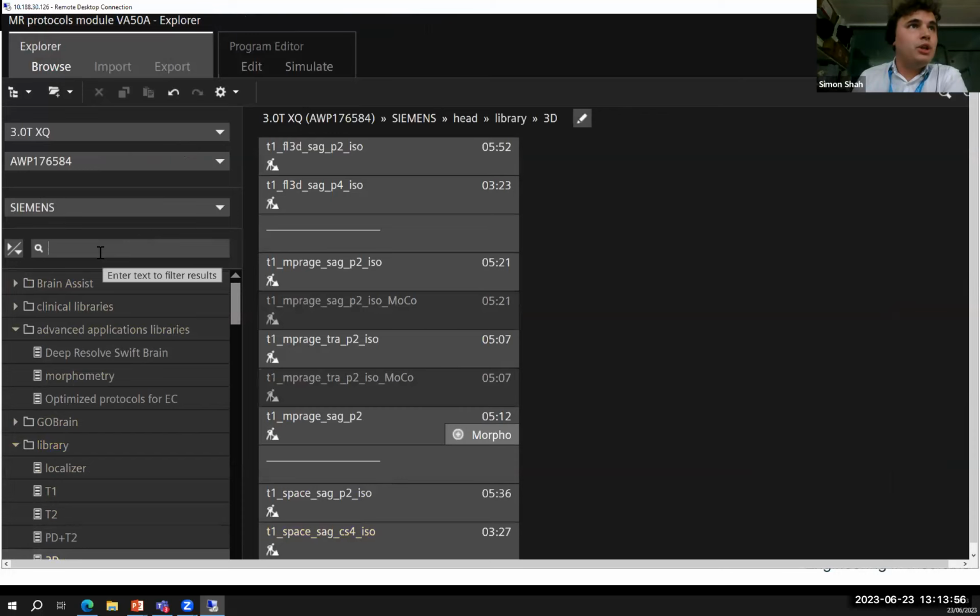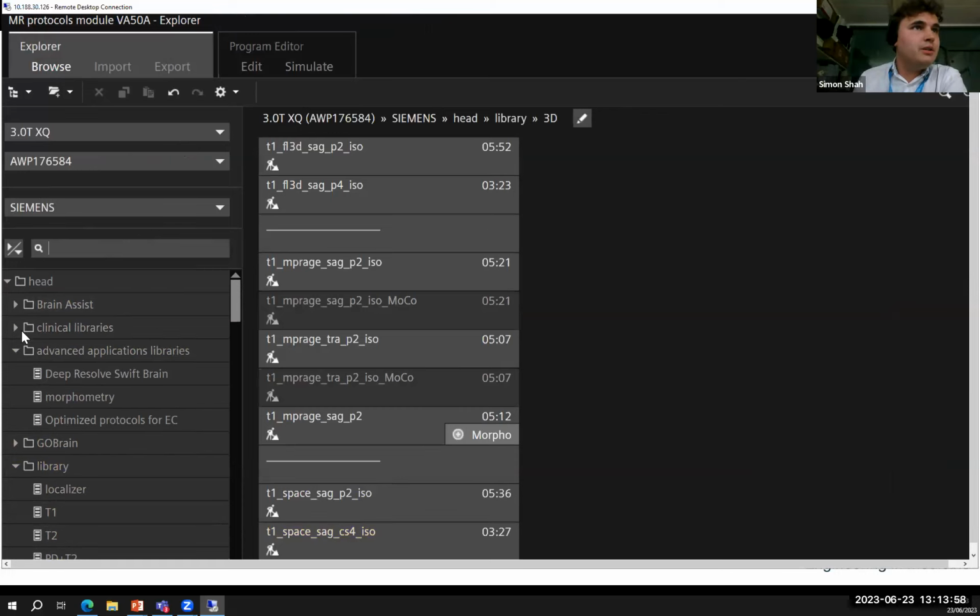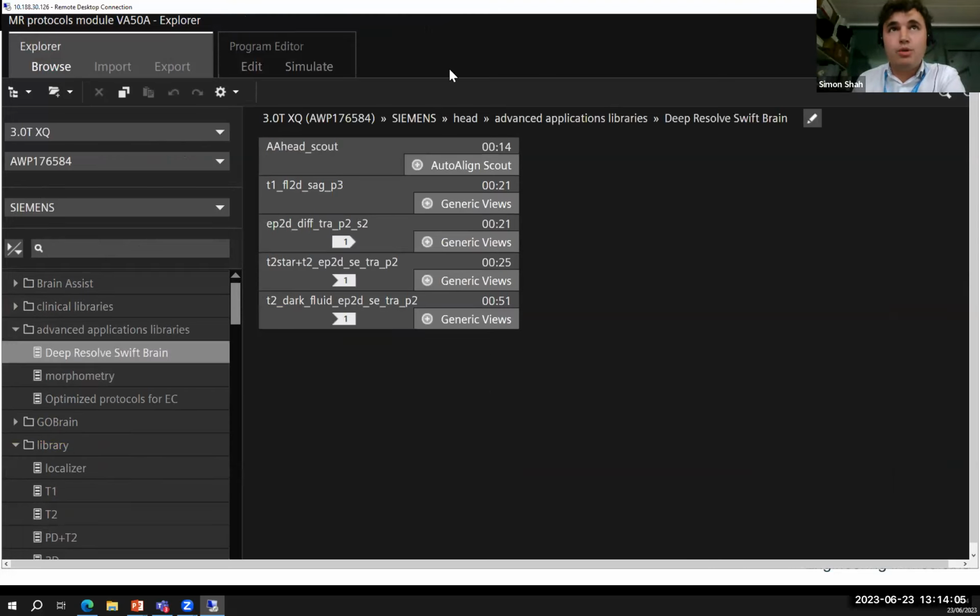Right, I will show you where Deep Resolve Swift Brain is. It is in Head, Advanced Clinical Applications, Deep Resolve Swift Brain, and this is where the protocol is. I'm not going to go into any of the sequences, but if you run this, it does take 2 minutes. I promise you, I did try it.